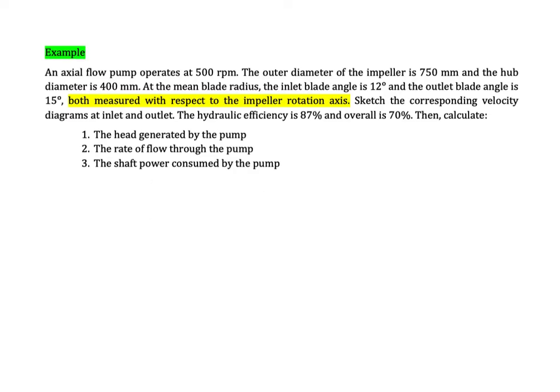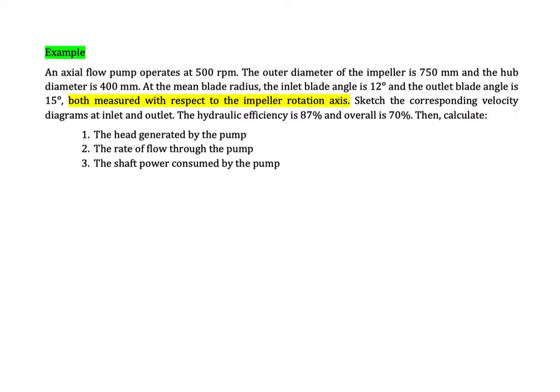So this is the second example. An axial pump flow operates at 500 RPM. The outer diameter of the impeller is 750 mm and the hub diameter is 400 mm. At the mean blade radius, the inlet blade angle is 12 degree and the outlet blade angle is 15 degree, both measured with respect to the impeller rotation axis. Sketch the corresponding velocity diagram at inlet and outlet.